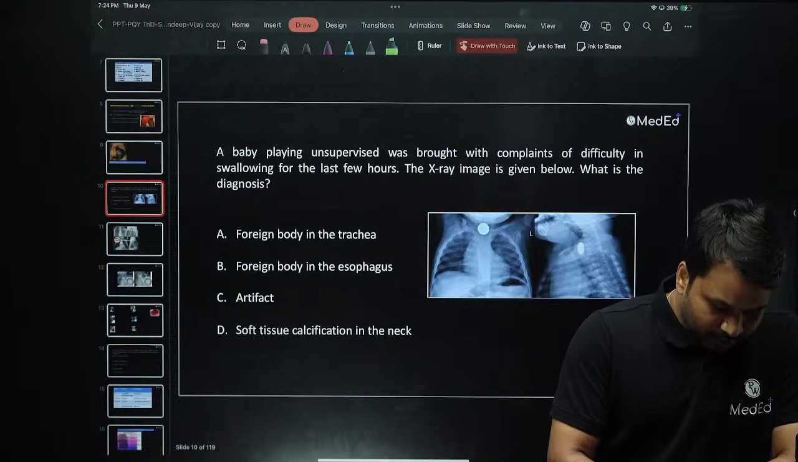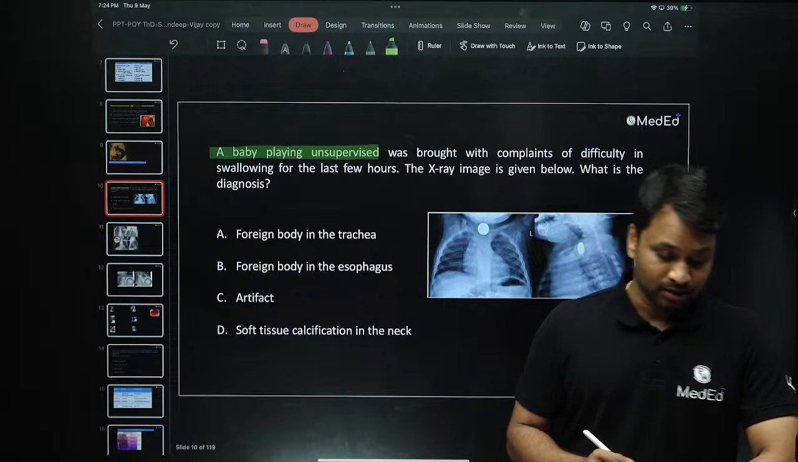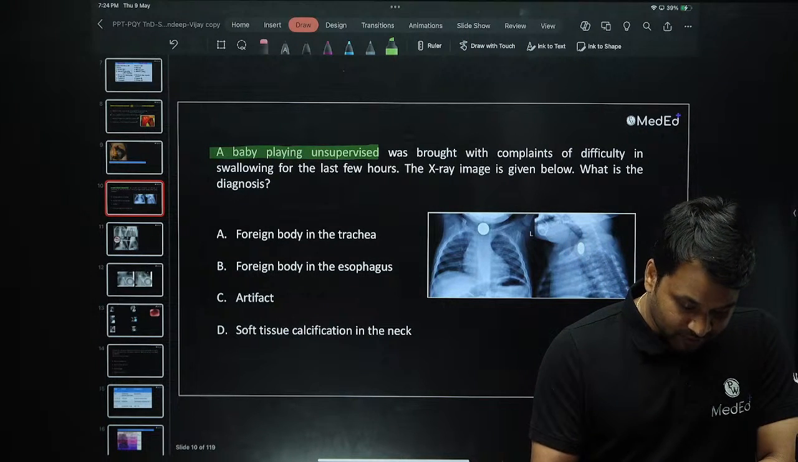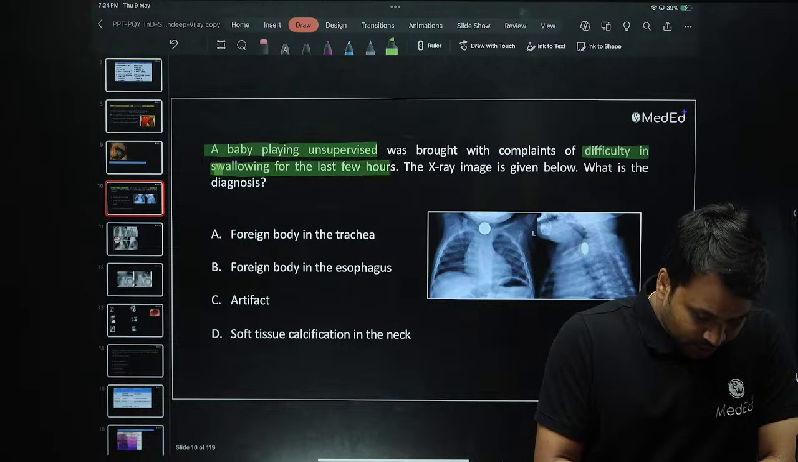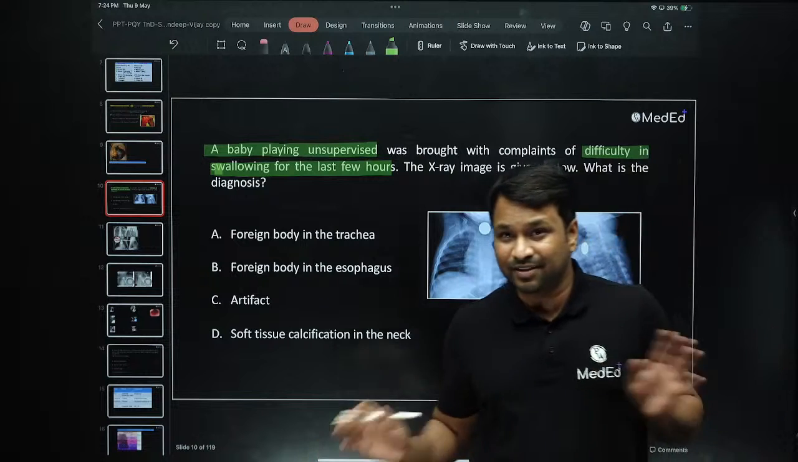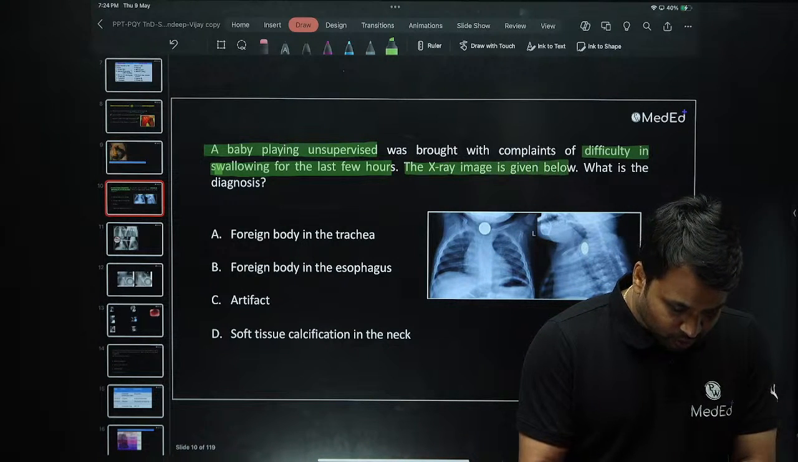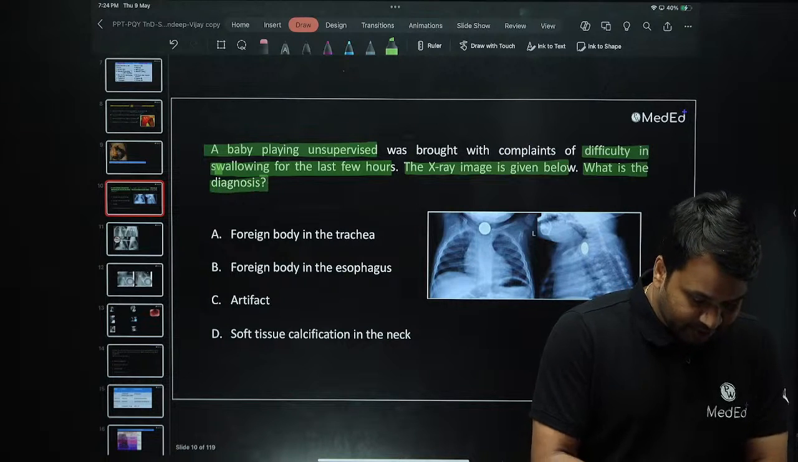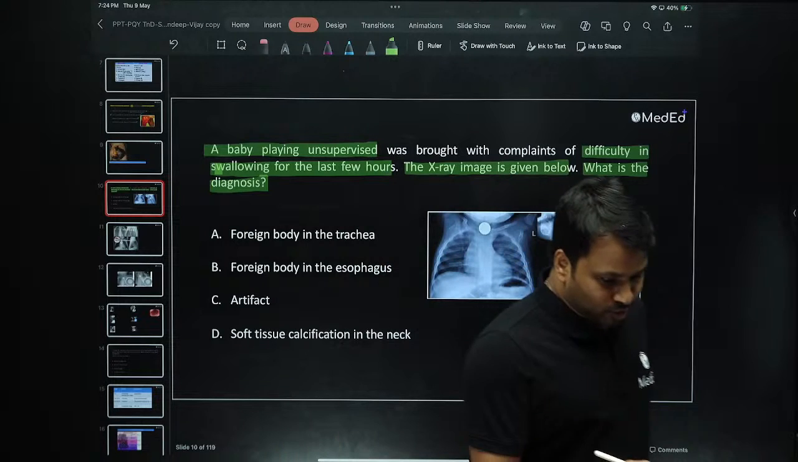Next one. A baby is playing unsupervised. You should not leave babies to play unsupervised. The baby was brought with complaints of difficulty in swallowing for the last few hours. It is swallowing, not breathing, which itself gives you a diagnosis here, right? The X-ray image is given below. What is the diagnosis? Because he has difficulty in swallowing, I'm thinking the foreign body is in the esophagus. So look for the option.